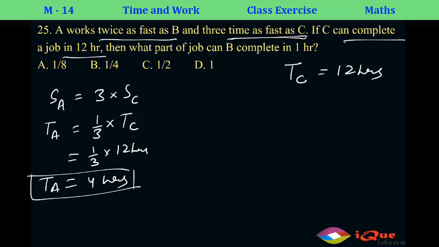Now the second segment. A works twice as fast as B. That means speed of A is 2 times speed of B.